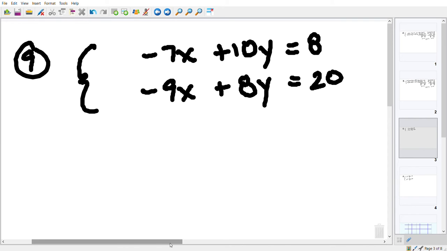What can a 10 and an 8 become? Don't say 80, because there's something better than 80. 40. Now, if you did 80, it still works, but your numbers will ultimately be bigger than they need to be. So we're going to go ahead and choose the 40. So put your brackets on both.